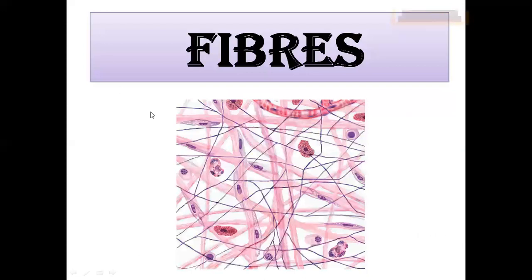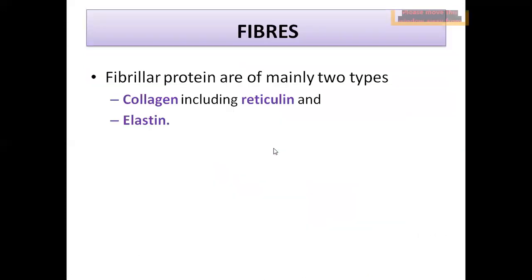We have a neutrophil. Once we are done with cells, let us now see what the various types of fibers are.